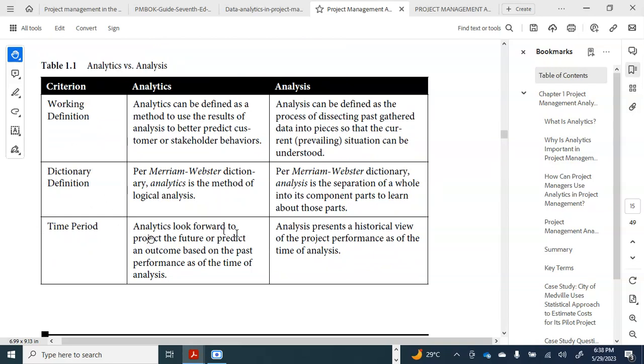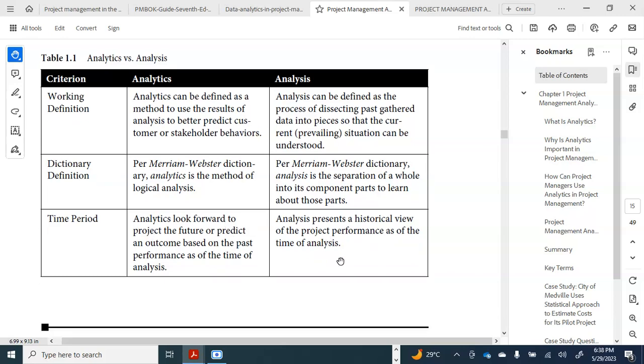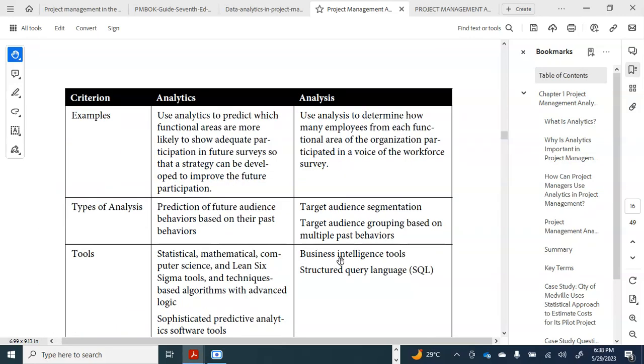Analytics looks forward to project the future or predict an outcome based on the past performance as of the time of analysis. Right? Then analysis here presents a historical view of the project performance as of the time of analysis. Is there any question? If you have any question, please ask before I forge ahead. I don't want us to be confused.